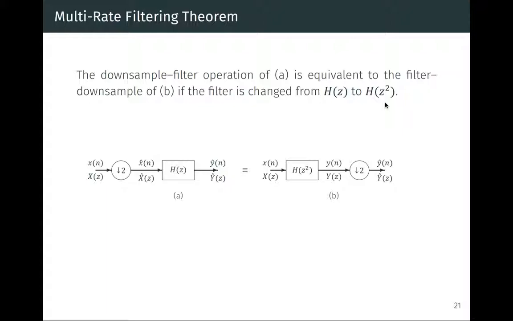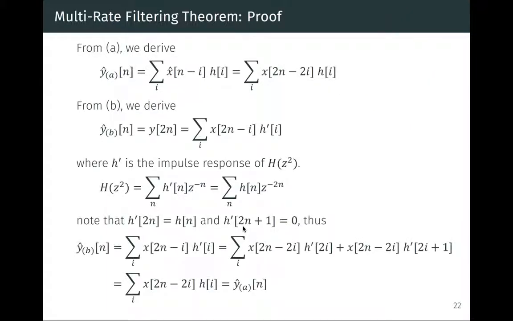So H of z squared, if you think about that, that means we're going to consider a kind of zoom on your transfer function. Instead of taking samples from 1, 2, 3, 4, it's going to take samples from 1, 4, 6, 8, and so on. I'll leave you to read into this computation at some point, but it's not hard. When you look into it, you have a z to the power of minus n in your z transform, and when you square it, you also have z to the minus 2n.